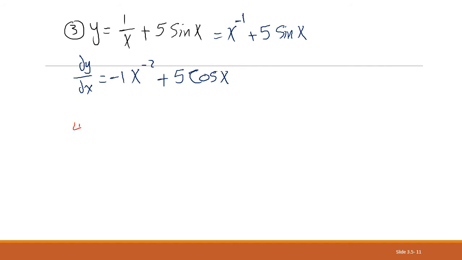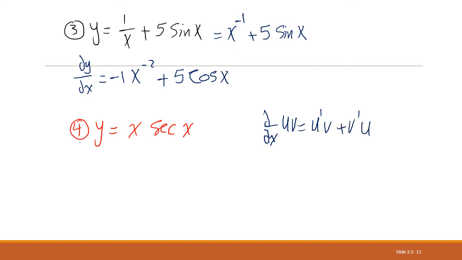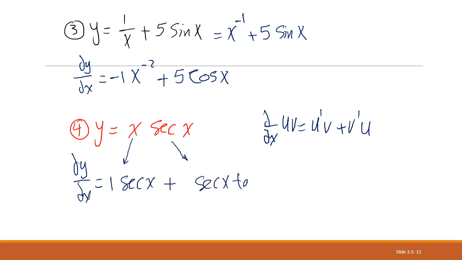Number 4, y is equal to x sec x. So we are going to use the product rule, d by dx for u v is u dash v plus v dash u. So dy by dx is equal to the derivative of x, which is 1, multiplied by sec x, plus the derivative of sec, which is sec x tan x, multiplied by the first, which is x. So it's sec x plus x sec x tan x.